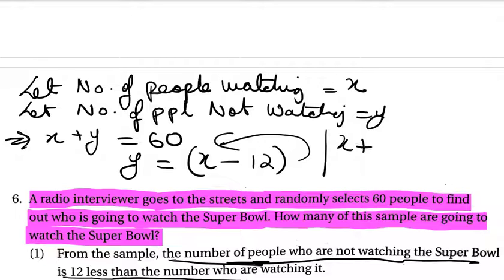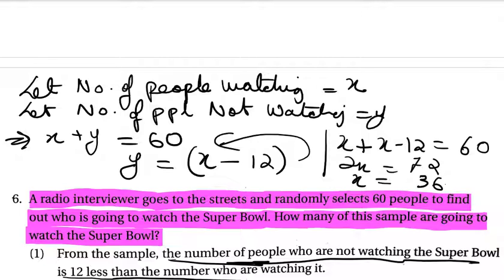We are getting x plus y is x plus x minus 12, that is equal to 60. Hence 2x is equal to 72. Hence x will be equal to 72 by 2. 3 2s are 6 and 2 6s are 12. So x is equal to 36. So is the first condition sufficient enough? Okay, is the first condition sufficient enough to find the people who are going to watch the Super Bowl game? Yes, it is sufficient, because we are getting a value for x.